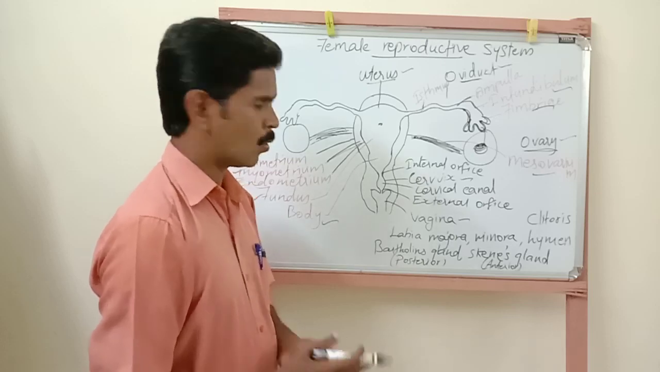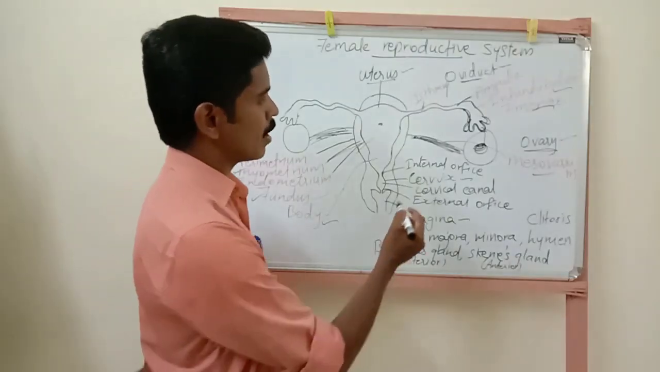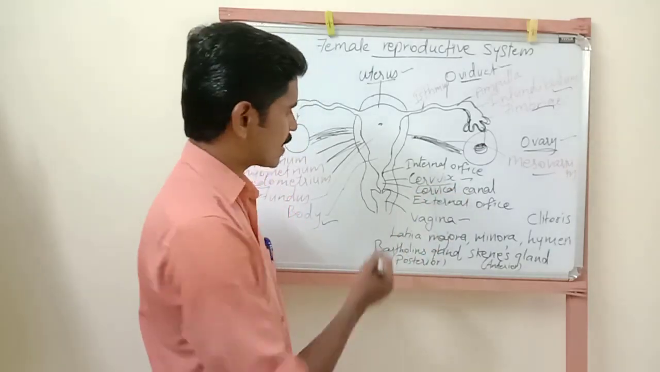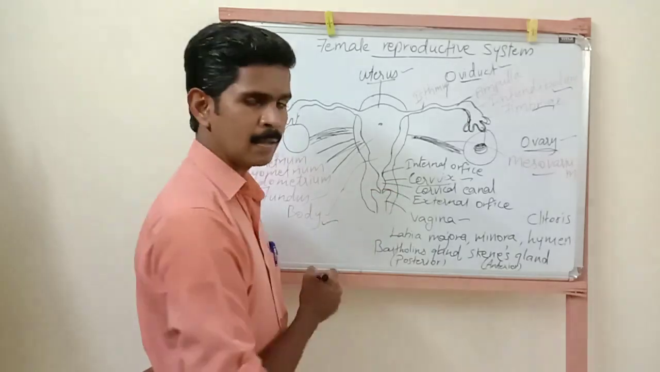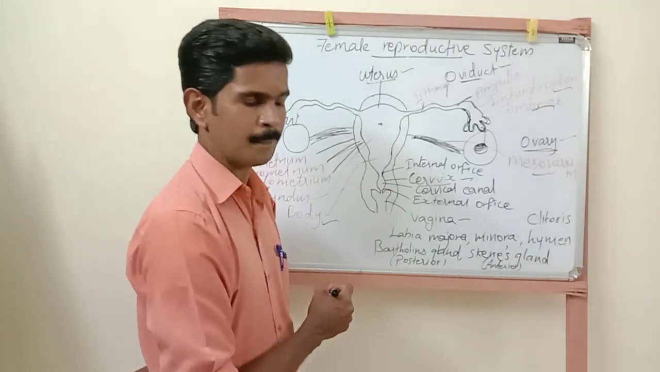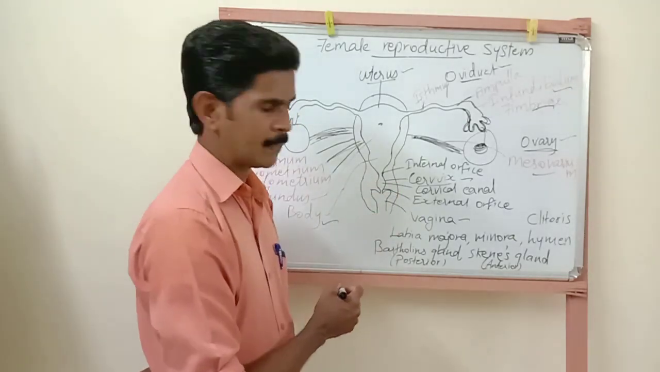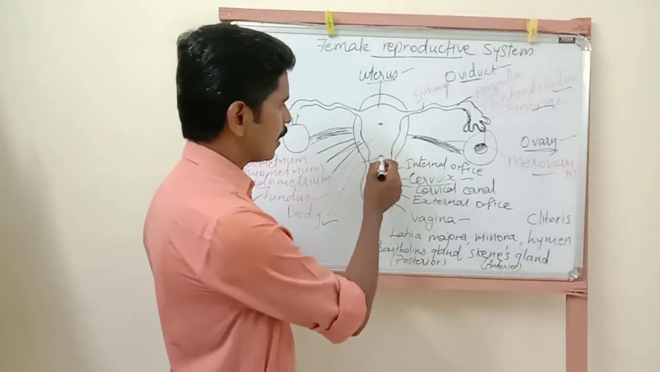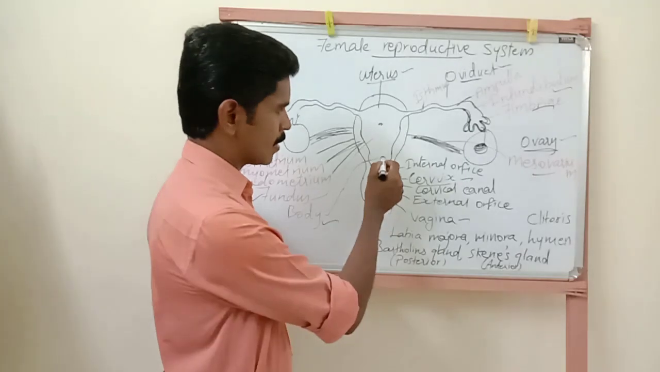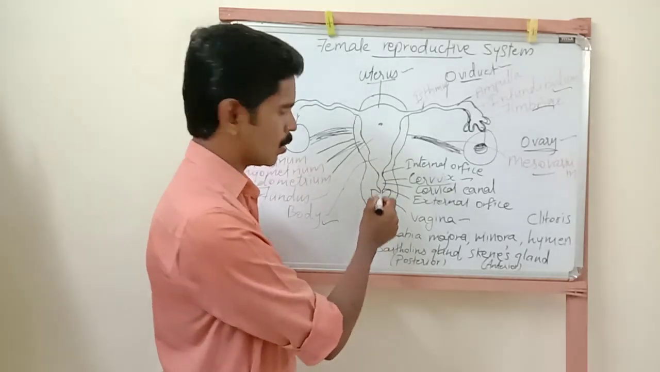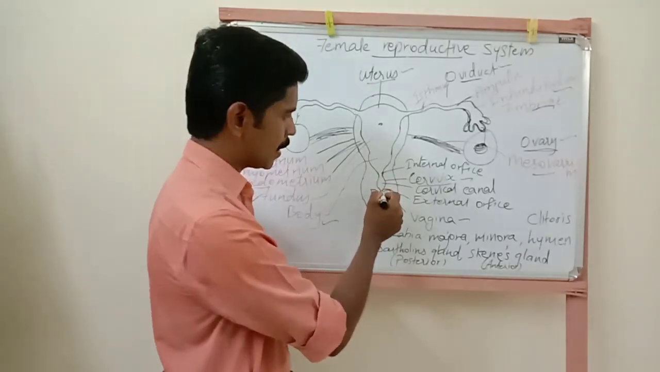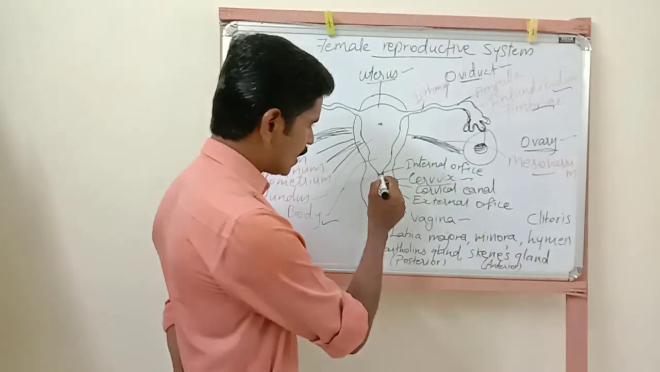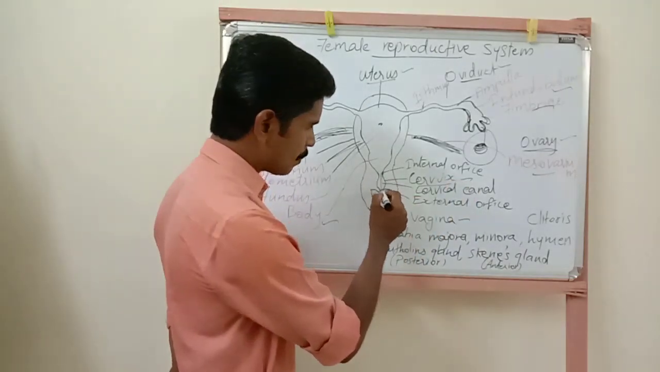Understand, my dear students? Okay, now we are going to study the next important organ, the cervix. The cervix is a hollow organ, a tube-like structure that connects the uterus with the vagina. So this is the uterus region, this is the vagina region, and both regions are connected by a tube-like structure. It is called the cervix. And in the center region of the cervix, an empty place is there.